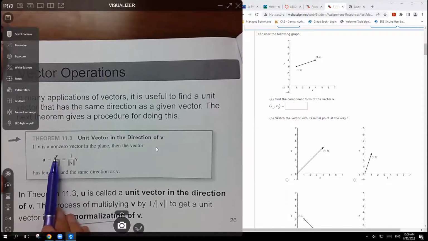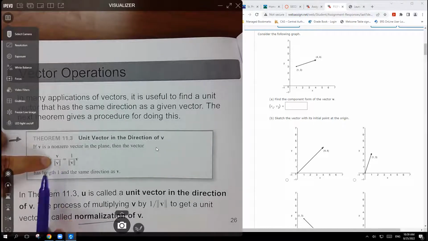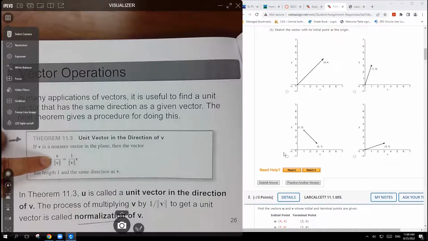You just find the length of the vector and then divide each component of v by the length. The result, the new vector, when you find the length for it, is going to be 1. Okay, I think there's an example on this with the sign.